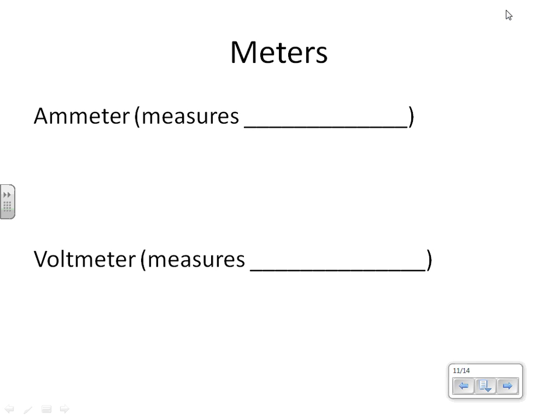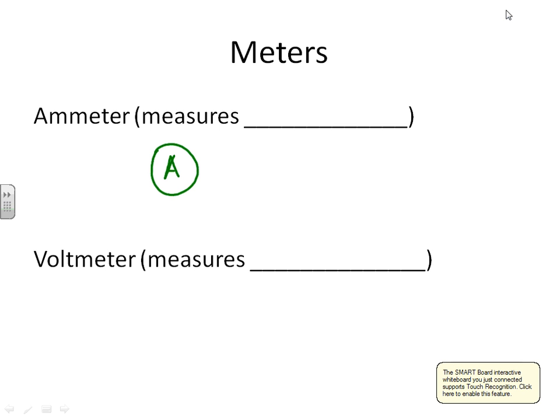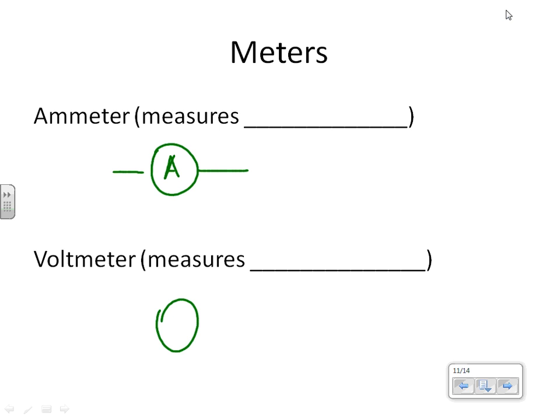So, your symbol for your ammeter. Sorry, guys. There we go. Oh, now we're in business again. Yay! So a symbol for an ammeter is a circle with an A in the middle. And the symbol for a voltmeter is a circle with a V in it. So that's actually quite easy to remember.